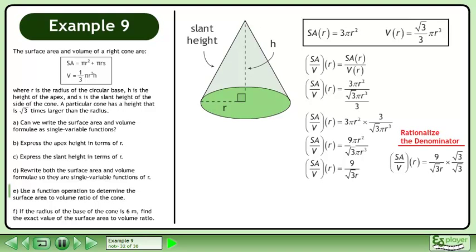Now we'll rationalize the denominator. Multiply the numerator and denominator by root 3. Multiply the numerators and multiply the denominators. The surface area to volume ratio for a cone is 3 root 3 over r.